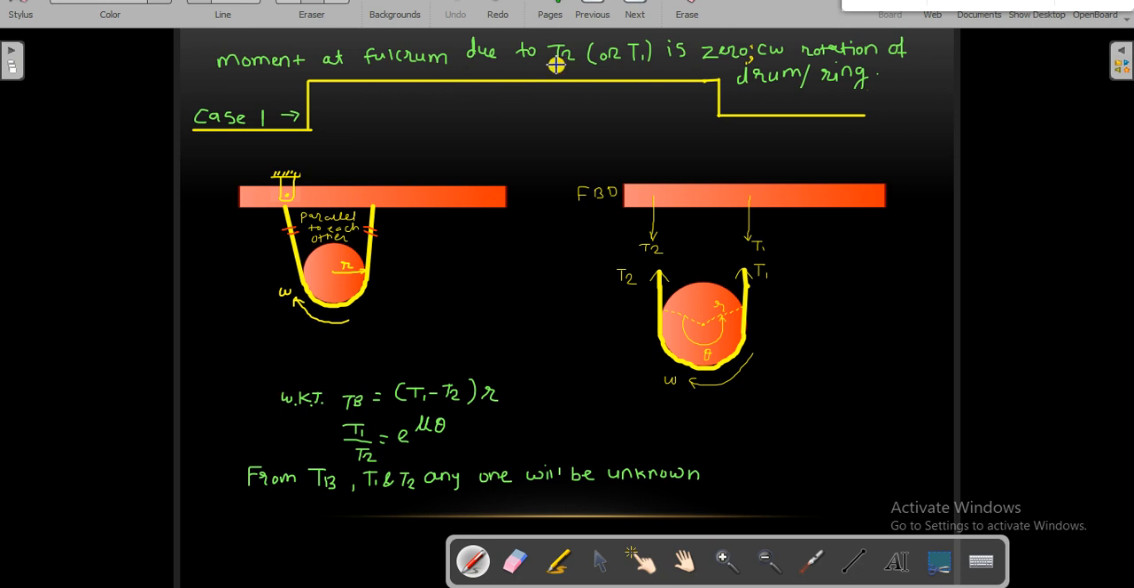The moment due to either tension is 0, and in the first case the wheel is rotating in the clockwise direction. So we know that the braking torque will be T1 minus T2 into R, and another formula for the relation between T1 and T2 is T1 by T2 equals e raised to mu theta. Any of the three values from T1, T2 and braking torque will be asked to find, and the other two will be given, or some information regarding them will be given.